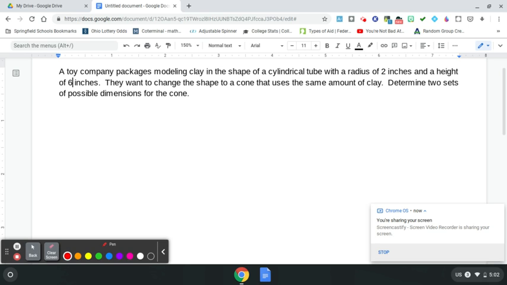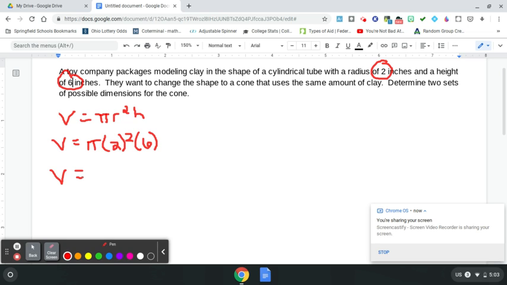If we start off with, I know the volume of a cylinder is pi r squared h. So I plug in the things that I know. I was told the radius was 2 and the height was 6. That's pi times 2 squared times the height, which is 6. Well, I know that 2 squared is 4, and 4 times 6 is 24, so that gets me 24 pi. I'm not going to worry about converting it into a decimal right now. I'm just going to leave it in terms of pi.